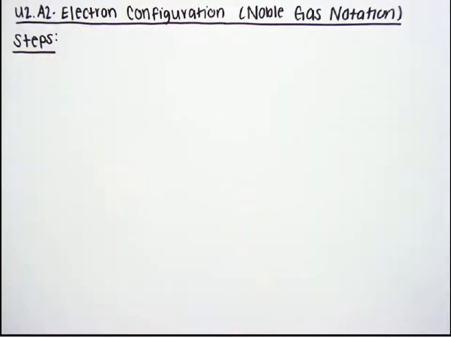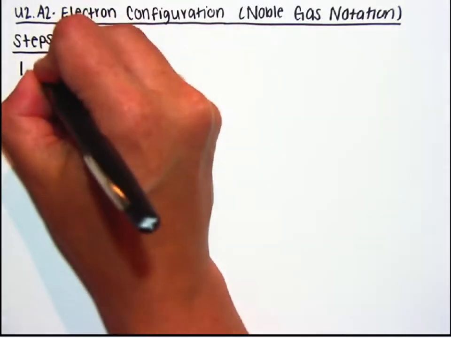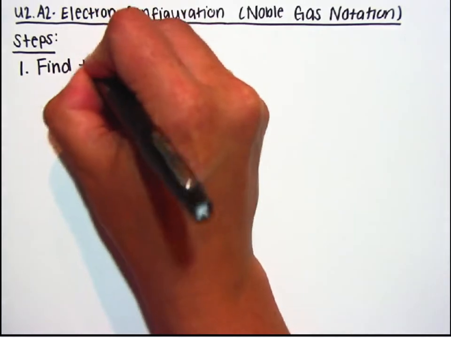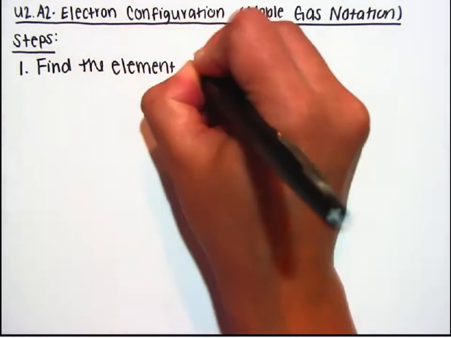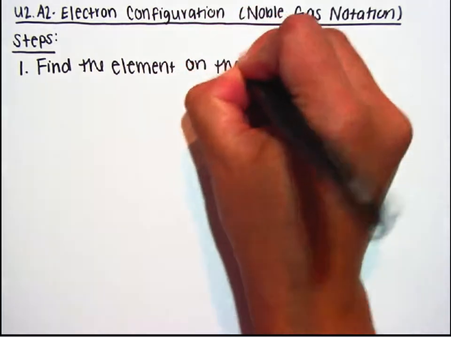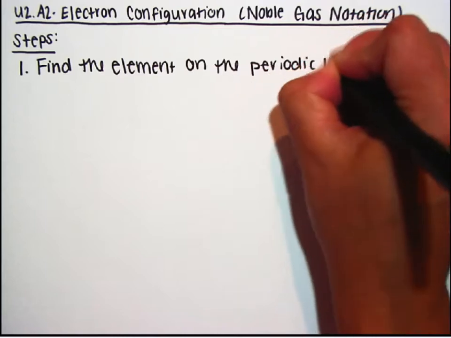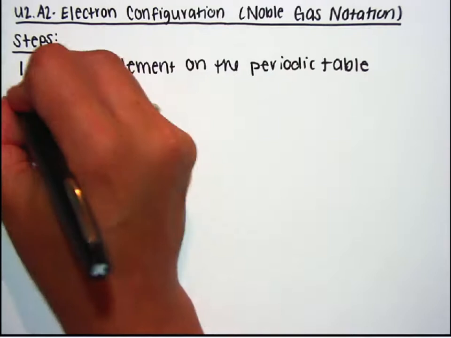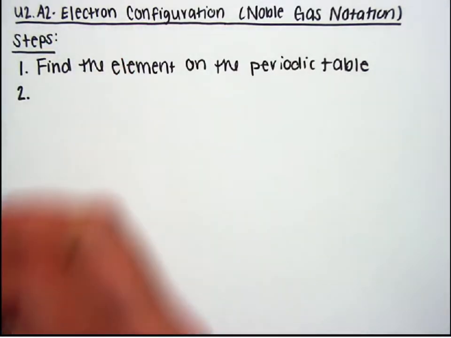So first I'm going to give you the steps and then we'll go through some examples. So first, we obviously need to find the element on the periodic table. So if we were doing silver, we would find silver on the periodic table.